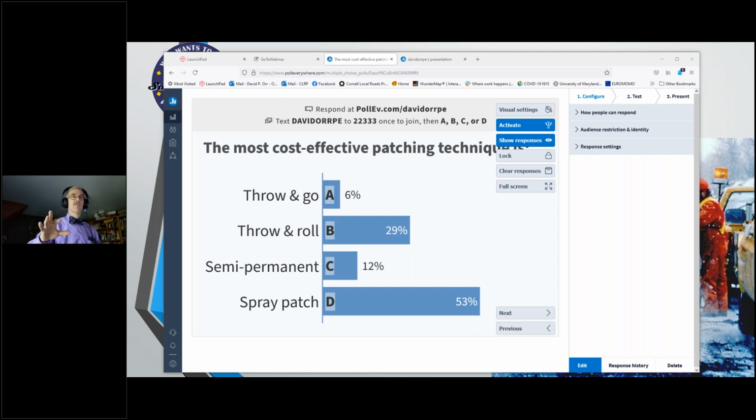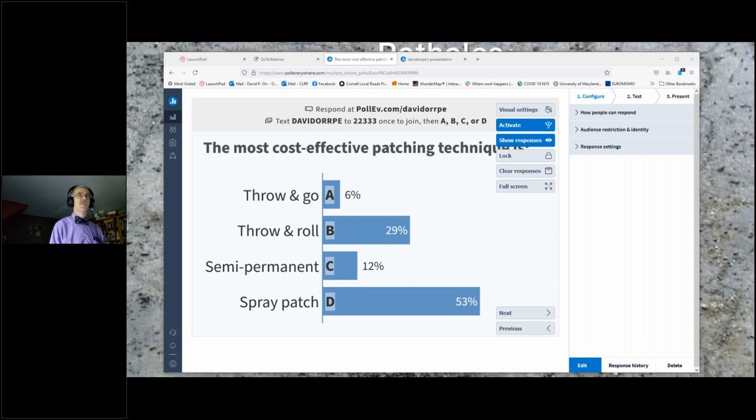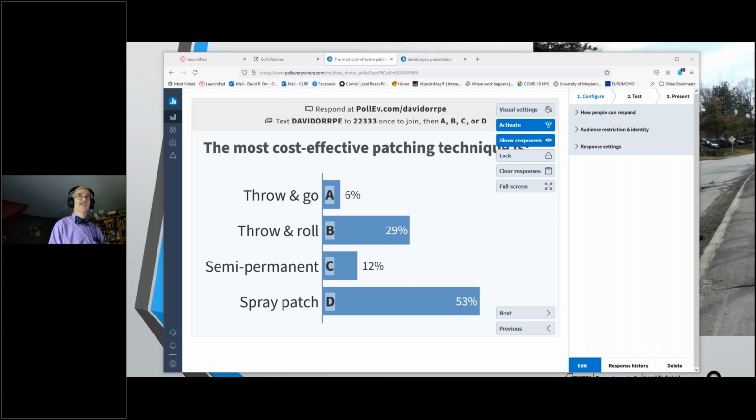And the reason the throw and roll needs to be in our toolkit is because we have to do it in the winter. We have to do it in some really nasty weather. It can be very cost effective, but please be safe when you're doing it. What we're really trying to do is fill potholes. Potholes are formed by a combination of traffic and water. You don't get potholes if you don't have traffic. You don't get potholes if you've got a well-maintained, good roadway. But you've got to fill those potholes up. Throw and go sounds really easy. You drive down the road, you throw the patch in, and the traffic will finish the compaction.